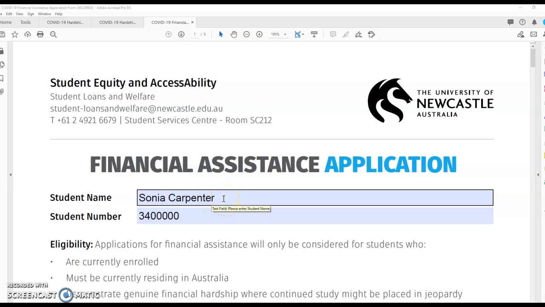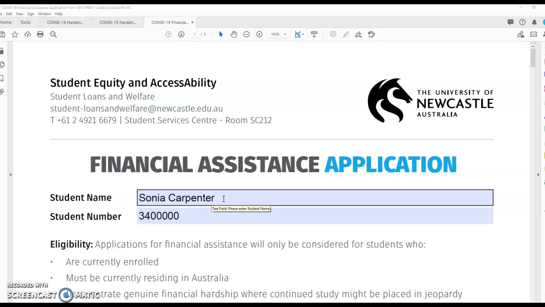This video is to assist ELICOS students and any other students that need assistance with how to complete the financial assistance application for COVID financial assistance from the University of Newcastle. This form covers an application for a hardship grant or hardship loan of up to $500.